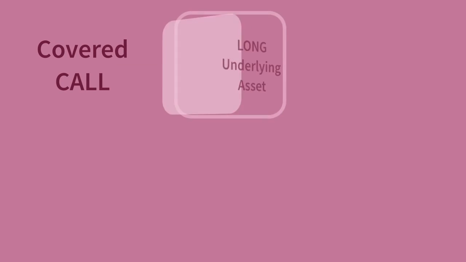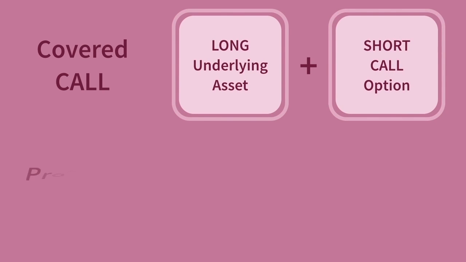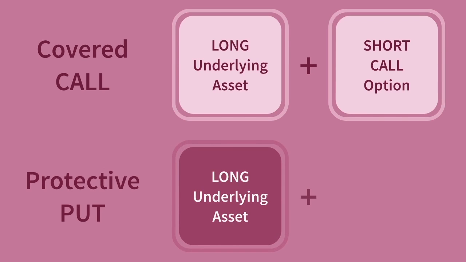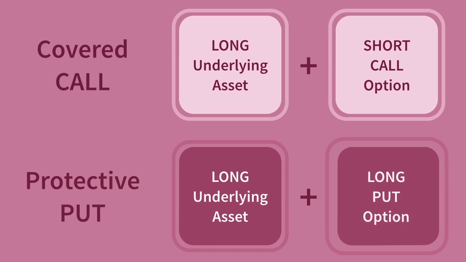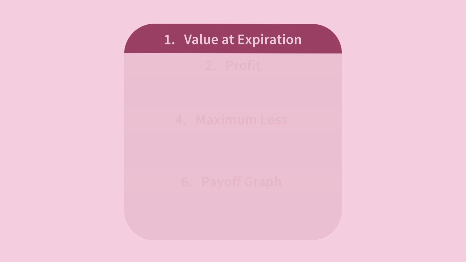A covered call is a position whereby we own the underlying asset and we go short the related call option. A protective put, on the other hand, is a combination of a long underlying asset with a long position in a related put option. Okay, so first let's talk about value at expiration.